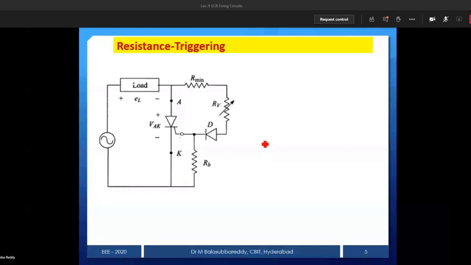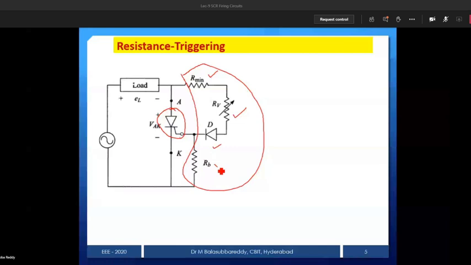Now we can observe this is our main thyristor. To trigger this, we additionally use some components, like R minimum and RV. RV is nothing but a variable resistor, and R minimum is a fixed resistor, and then there is a damping resistor. By making use of all these components, we need to fire the device, the thyristor.